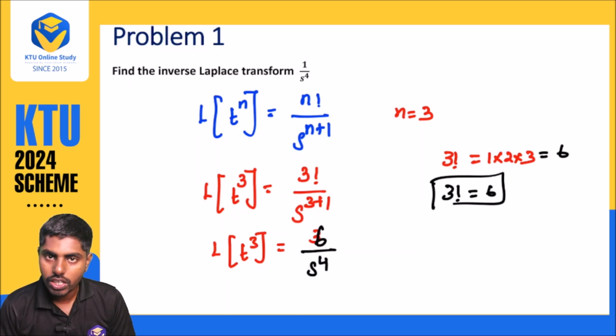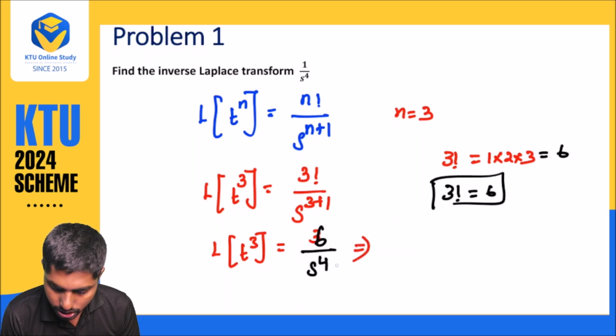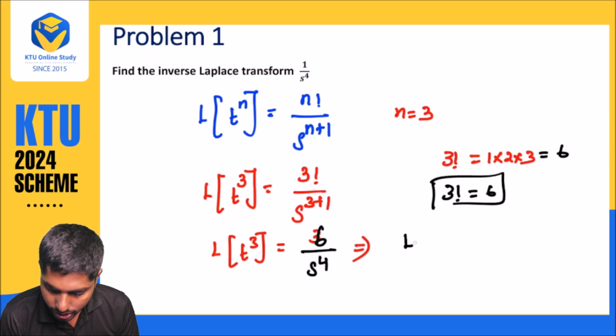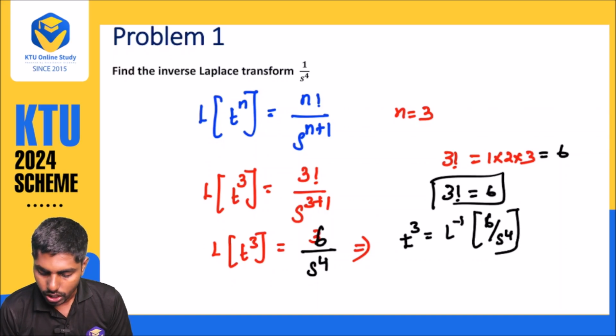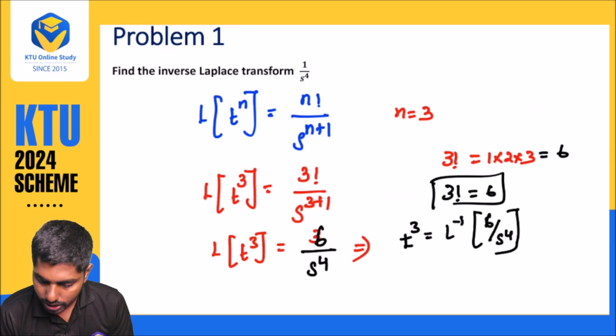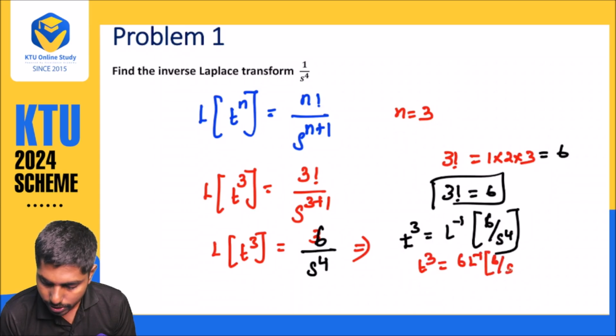What is the question they have asked? They have asked about the inverse. Inverse means taking this L to the other direction, it will become the inverse. So it will become t cube is equal to L inverse of 6 divided by x power 4. Now I am taking the 6 outside, so it will become t cube is equal to 6 into L inverse of 1 divided by x power 4.